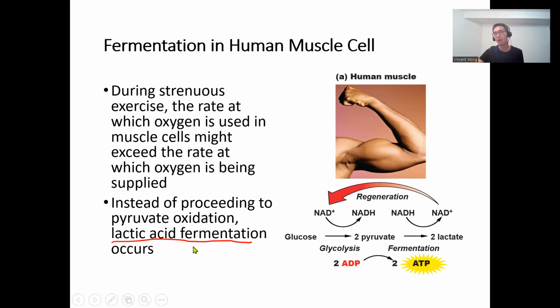After working out really hard, sometimes you feel sore for the next couple of days, right? That's the lactic acid that's building up. That's one of the causes of those burns.